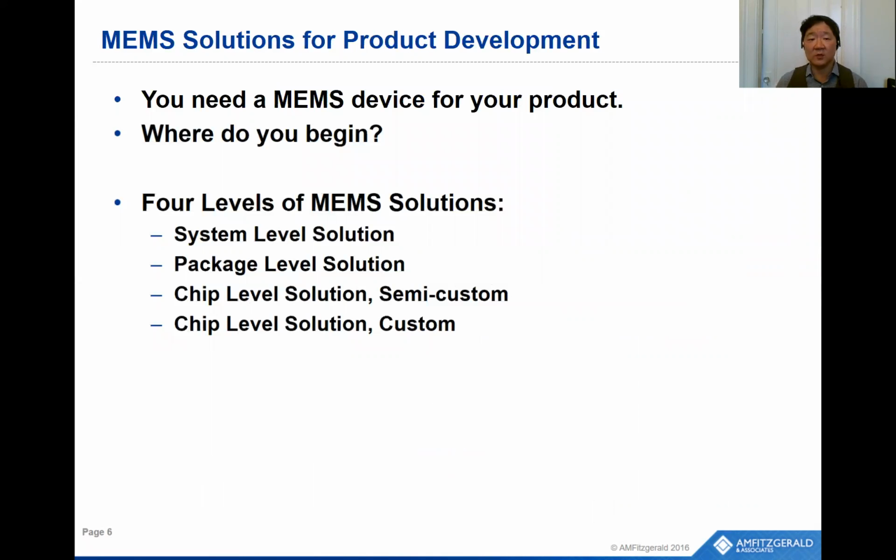So suppose you'd like to get one of these chips into your product, what would you do? So there are lots of ways to think about this, but one way to think about it is there are 4 levels, so to speak, of MEMS solutions, and those are the system level, the package level, and then 2 chip level solutions. One is semi-custom and one is custom.